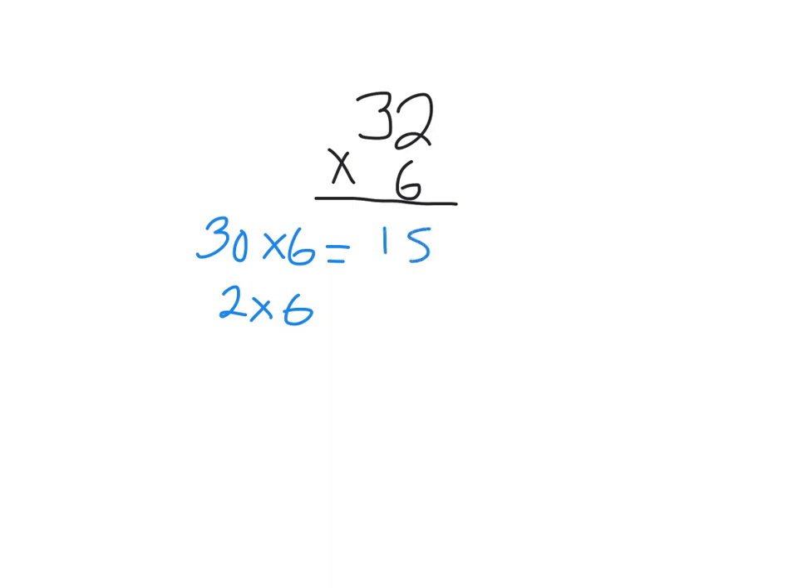30 times 6 again is 180. 2 times 6 is 12. These numbers should look familiar to you because they were in the model that we drew in the last screen. And we have 180 plus 12. You still add them up and you get 192. And so 32 times 6 is 192. This is less drawing, but still kind of getting at the same idea. We're going to look at one more example of what a model may look like, as well as what the partial products would look like without a model on the next screen.